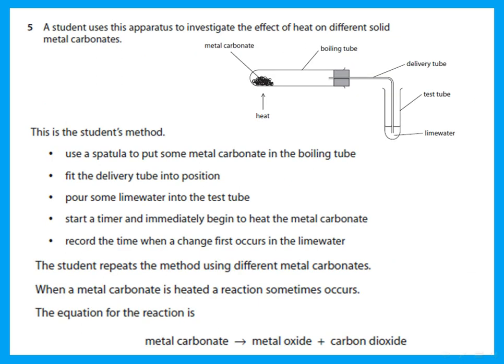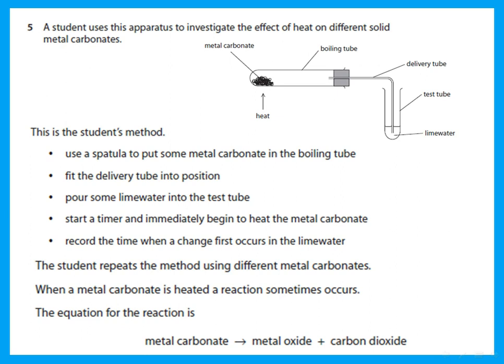A student uses this apparatus to investigate the effect of heat on different solid metal carbonates. So she uses a spatula to put some metal carbonate in the boiling tube, fit the delivery tube into position, pour some lime water into the test tube, start a timer, immediately begin to heat the metal carbonate, record the time when a change first occurs in lime water.